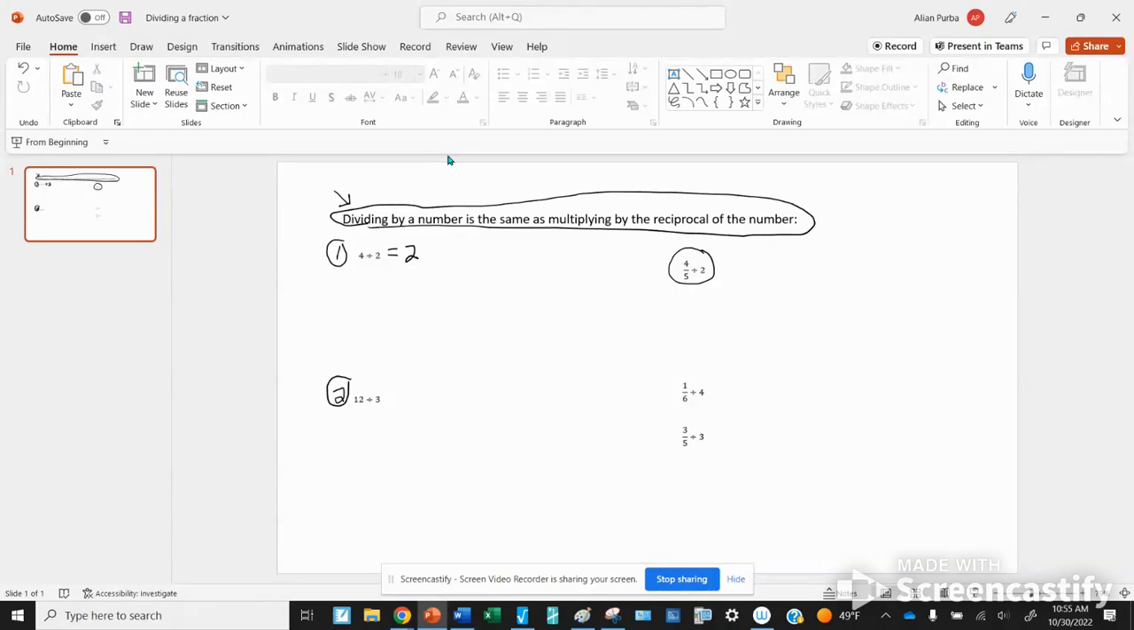See this fraction here? Once you know this secret, you'll be able to solve any problem involving division by a fraction. So 4 divided by 2, we will rewrite 4 as 4 over 1, because there is a denominator for 4, which is 1. In other words, 4 is the same as 4 over 1. Now, instead of dividing, we will multiply. By what? By the reciprocal. The reciprocal of 2 is half.